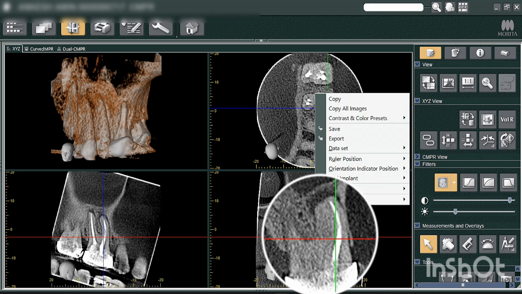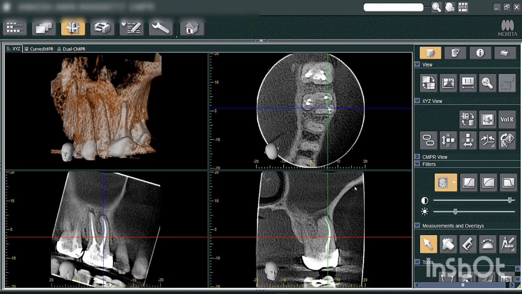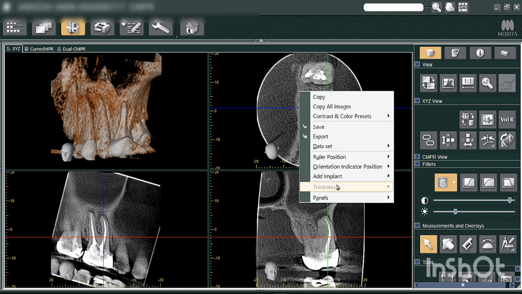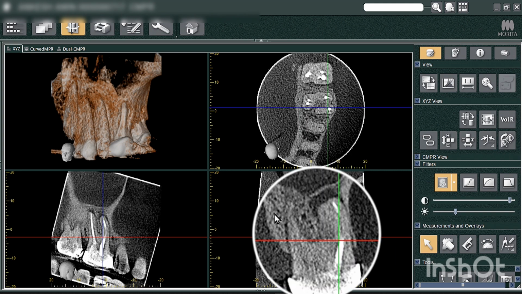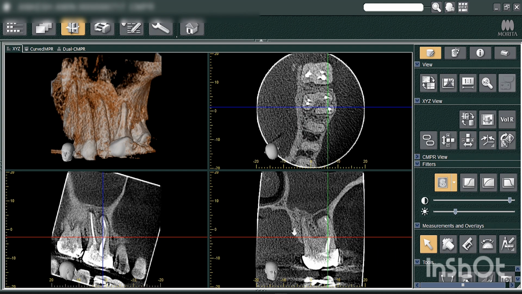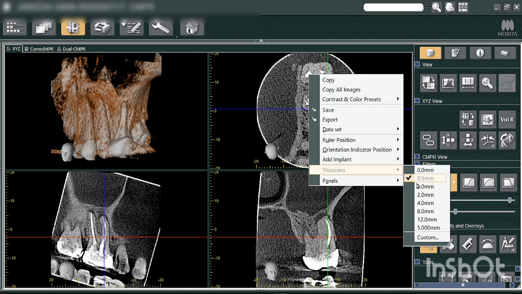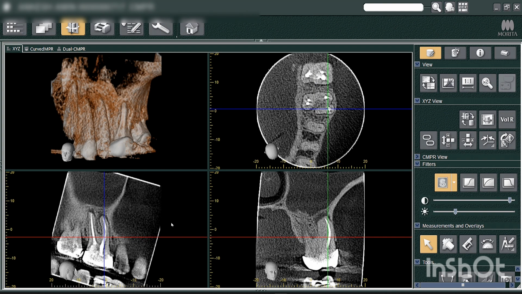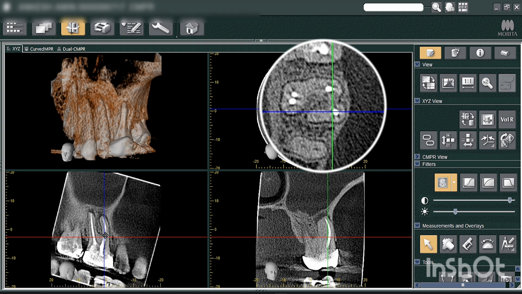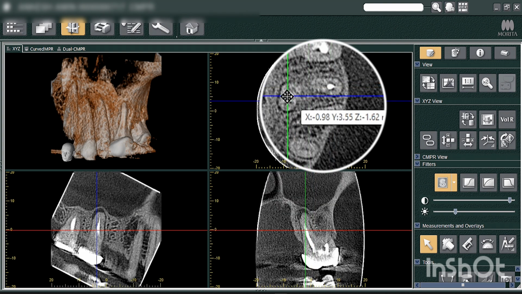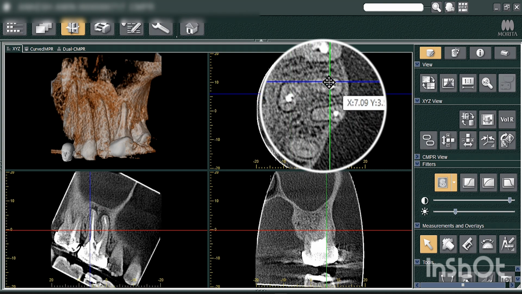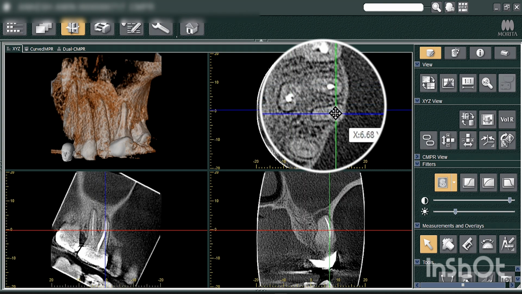You can increase or decrease the thickness also. Increasing the thickness to 2 mm will automatically correct the image noise, and decreasing the thickness to 0.5 mm will give you good clarity of image, but you can see the image becomes a little grainy. Hence it is always ideal to see it in 1 mm thickness. So this is the mesiobuccal 1 root canal, the distobuccal root canal, and the palatal root canal.